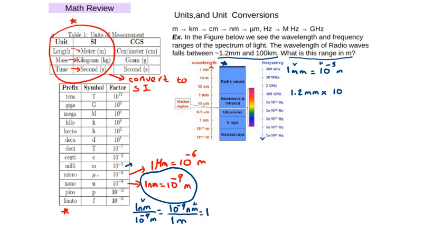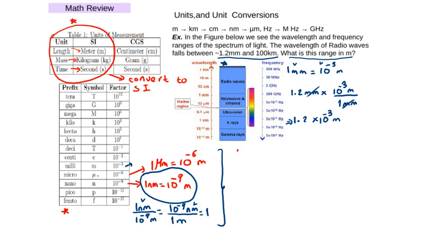So to convert 1.2 millimeters, I have to multiply it by either this guy over that or vice versa. And I want to get rid of millimeters, so I want to multiply it by this: 10 to minus 3 meters divided by 1 millimeter. Millimeters will cancel, and I'm going to have my result in meters. It will be 1.2 times 10 to minus 3 meters. All right, now this is the lower end.